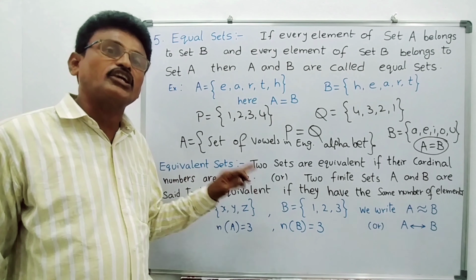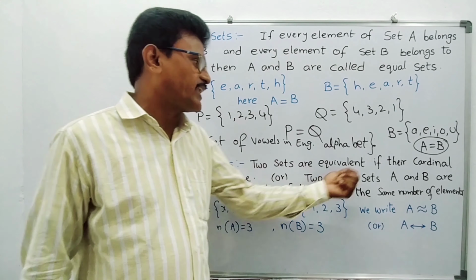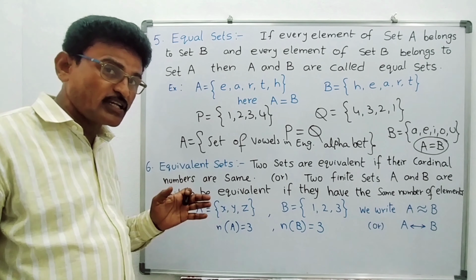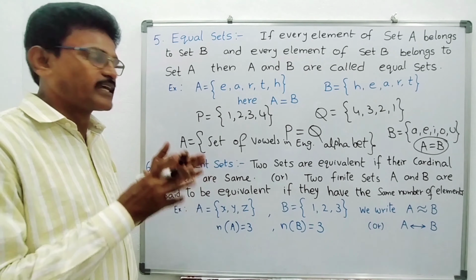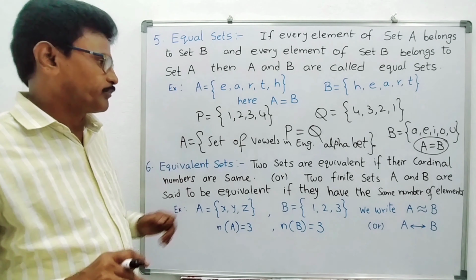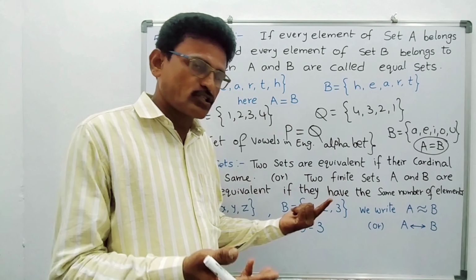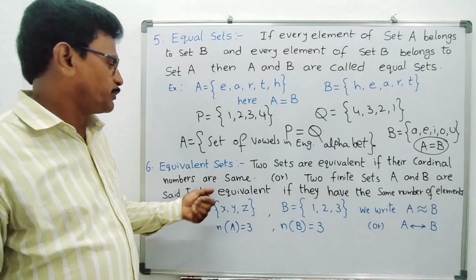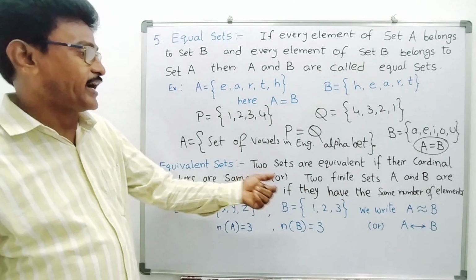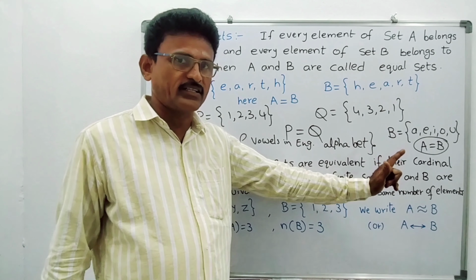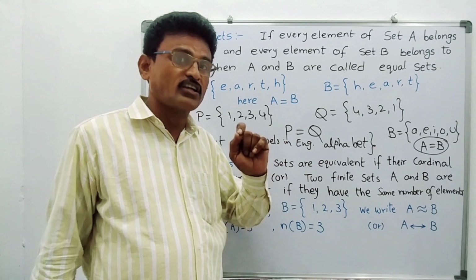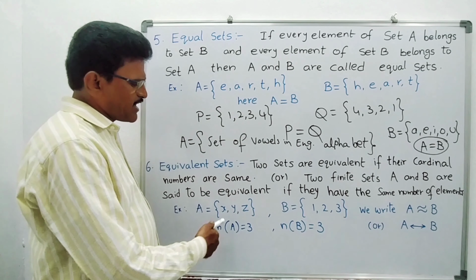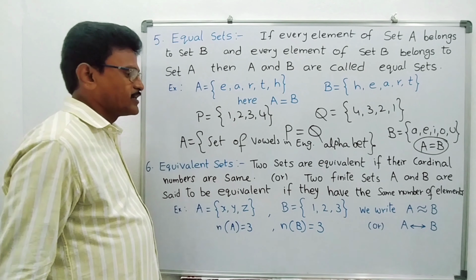Now what is the meaning of equivalent sets? Two sets are equivalent if their cardinal numbers are the same. Cardinal number means the number of elements in set A and set B are equal. Two finite sets, in other words, also we can explain: two finite sets A and B are said to be equivalent if they have the same number of elements. Same number of elements, not same elements. Okay? See the difference. Set A is having X, Y, Z. 3 elements are there. Set B.